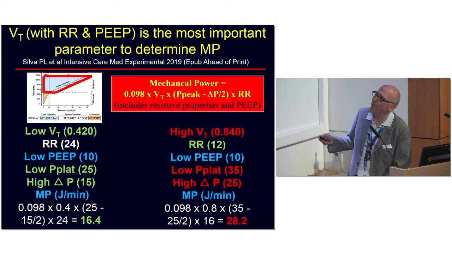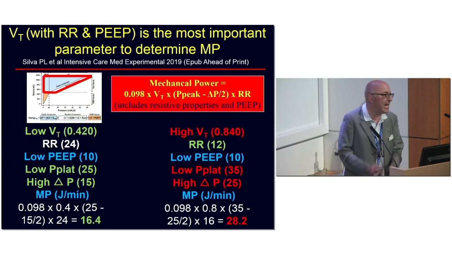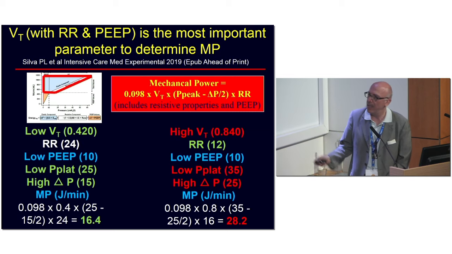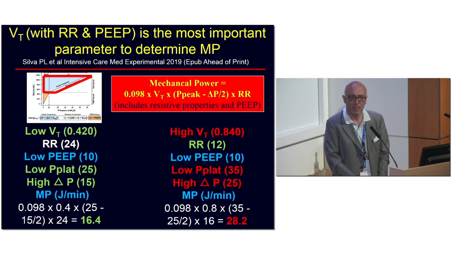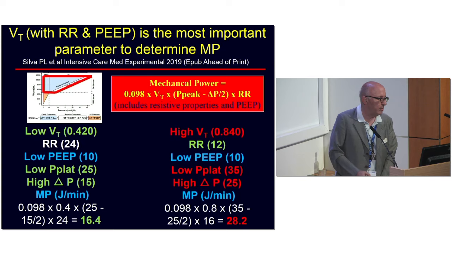Now we look at what happens when we increase the tidal volume. When we increase the tidal volume, I reduced here the respiratory rate to 12 in order to keep the minute ventilation constant, with the same PEEP level, but the plateau pressure increases because we are increasing the tidal volume, and the driving pressure increases. And look at that. Now, mechanical power, even if respiratory rate is lower, is almost double. So that's why we must not ventilate our patients with high tidal volume.